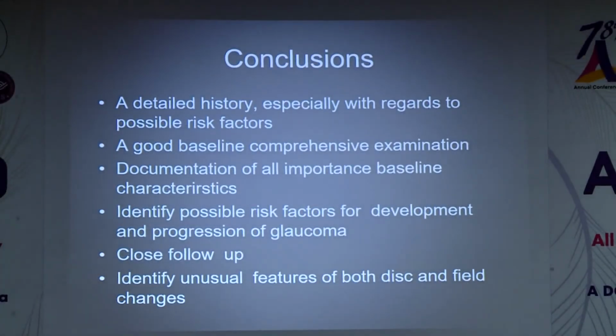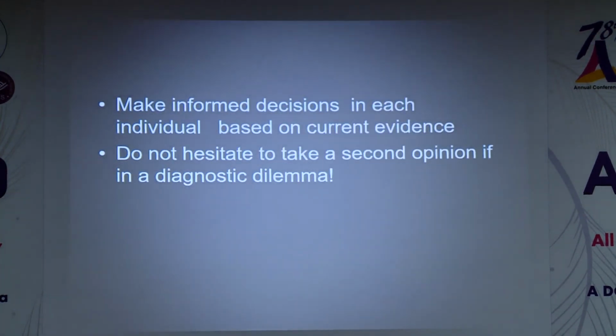So in conclusion, a detailed history is important, detailed baseline examination, identify the risk factors for glaucoma, do a good correlation with the disc and fields, identify unusual features for both the disc and fields, make informed decisions in each individual based on current evidence, and don't hesitate to take a second opinion if there are unusual features.